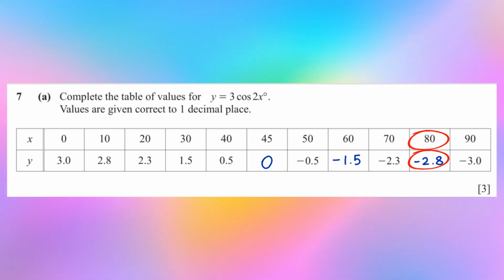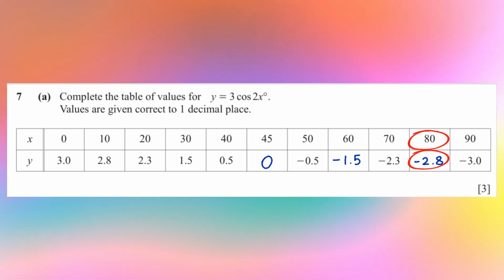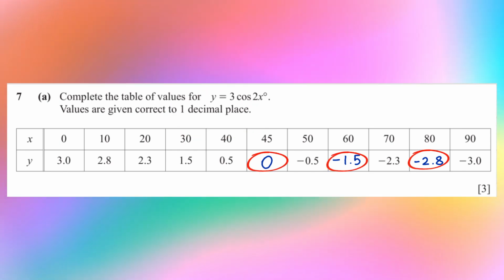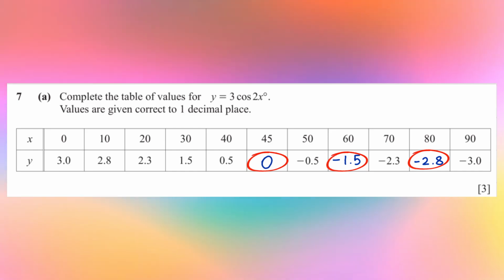Note that the calculator gives us a pretty long value of y when x equals 80. So we round it to one decimal place as minus 2.8, because the question specifies that values are given to one decimal place. So the answer is 0, minus 1.5, and minus 2.8.